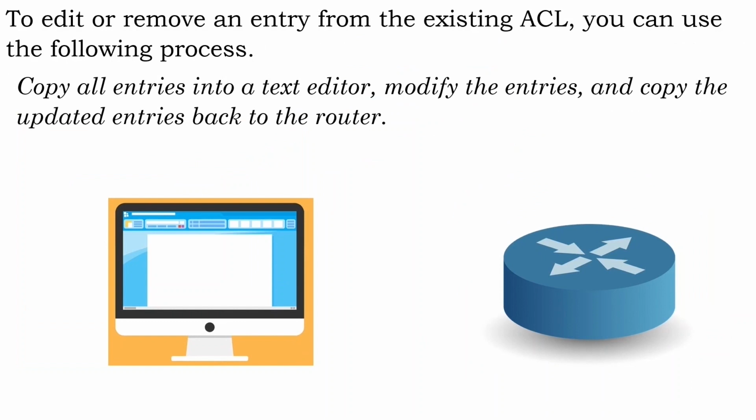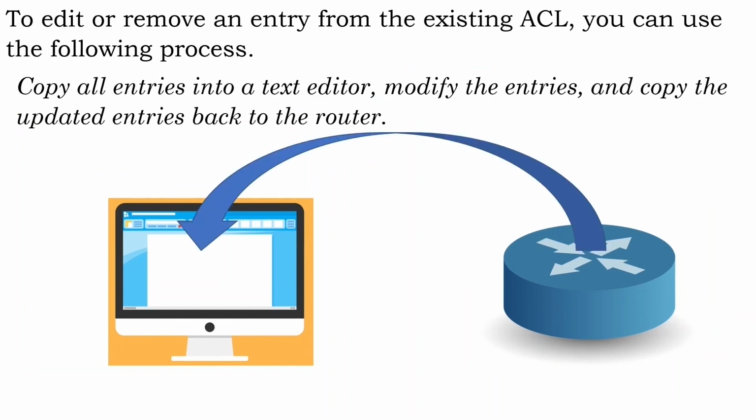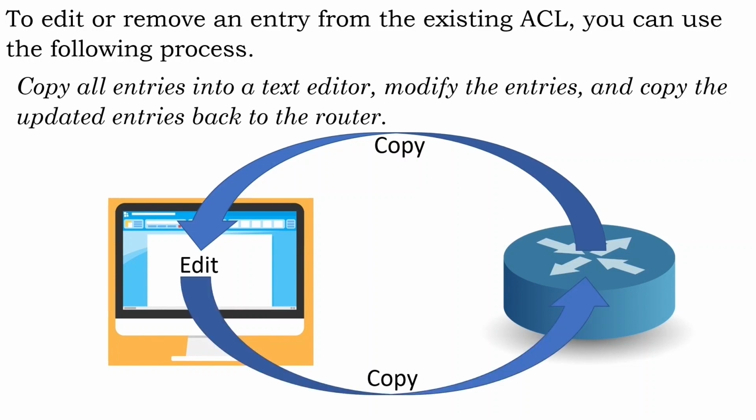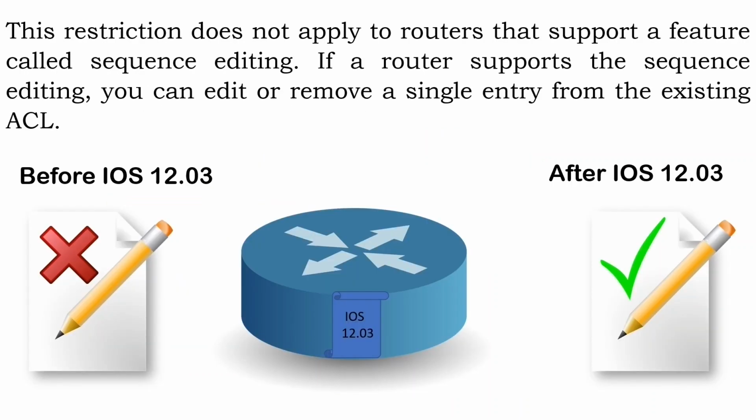To edit or remove an entry from the existing ACL, copy all entries into a text editor, modify the entries, and copy the updated entries back to the router. This restriction does not apply to routers that support a feature called sequence editing. If a router supports sequence editing, you can edit or remove a single entry from the existing ACL.